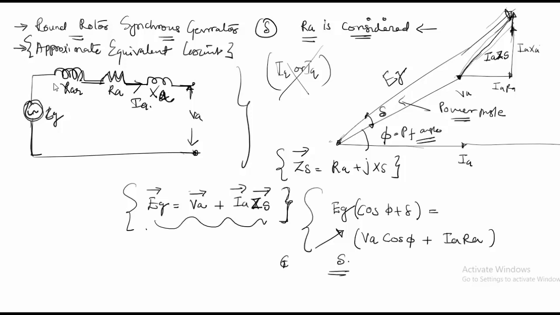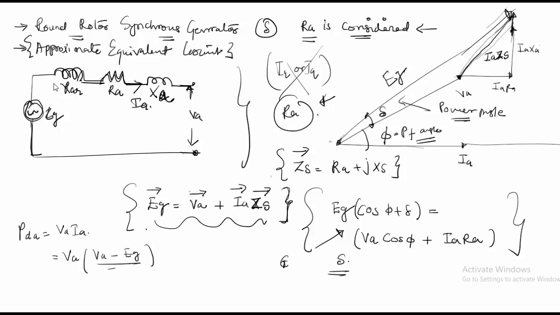So this is how you can find your power angle in case where you are considering your Ra, or if you are going for detailed derivation, then it's possible to find out your power angle by considering that your power delivered for phase A is equal to VA IA, which is equal to VA into your Ia, which is equal to VA minus EG divided by ZS.